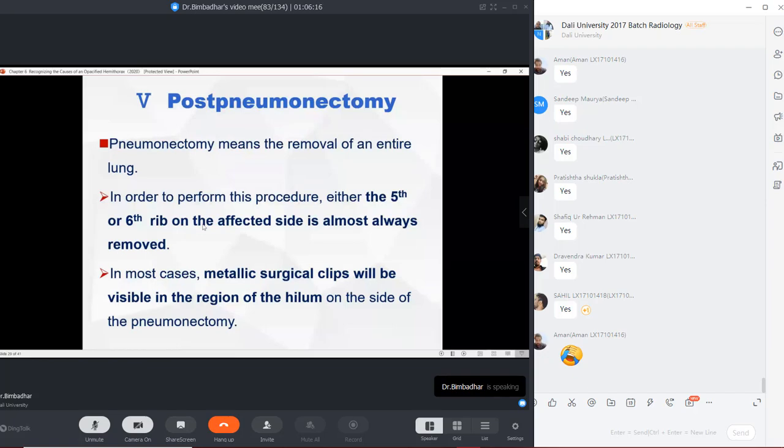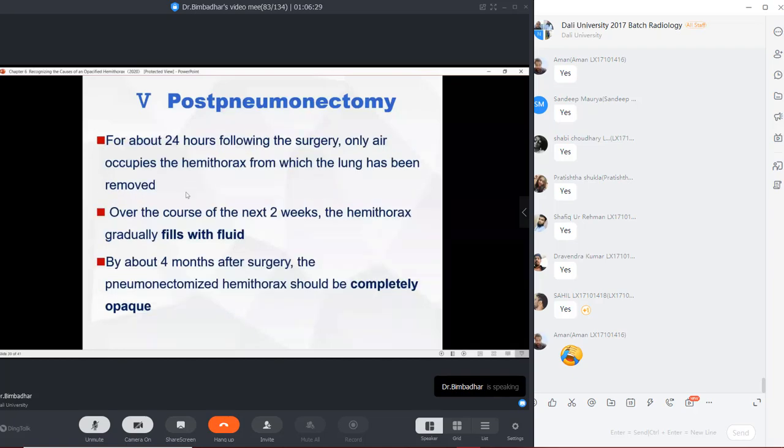Then 24 hours following the surgery, only air occupies the hemithorax, because when I expose the thorax to the external environment, all the air enters. But later, after 2 weeks, it gradually fills up with fluid. And 4 months after surgery, the complete pneumonectomized hemithorax should be completely opaque. In the first 24 hours, because I opened the thoracic cavity, air is filled.